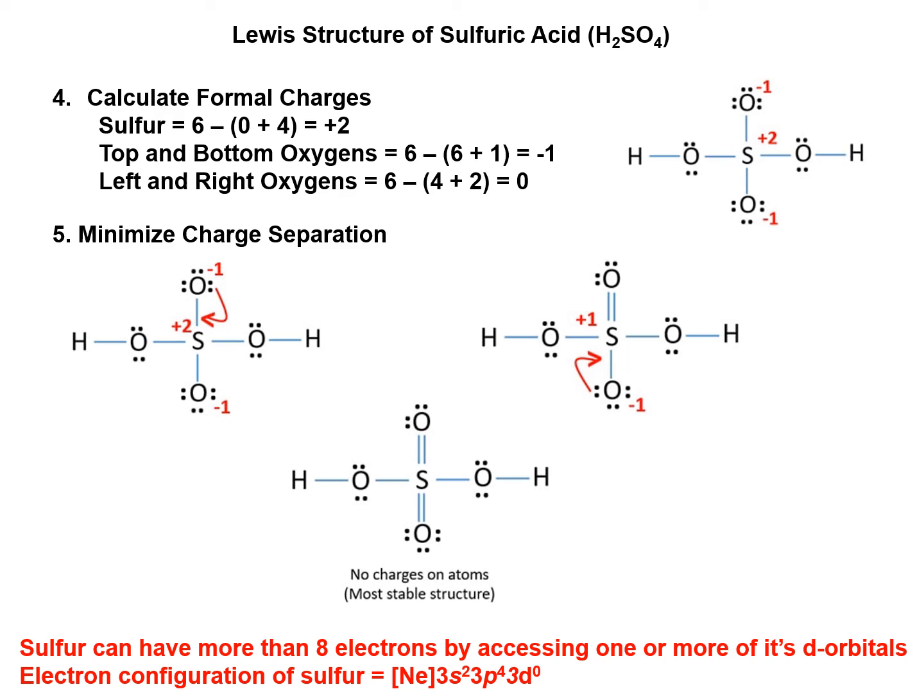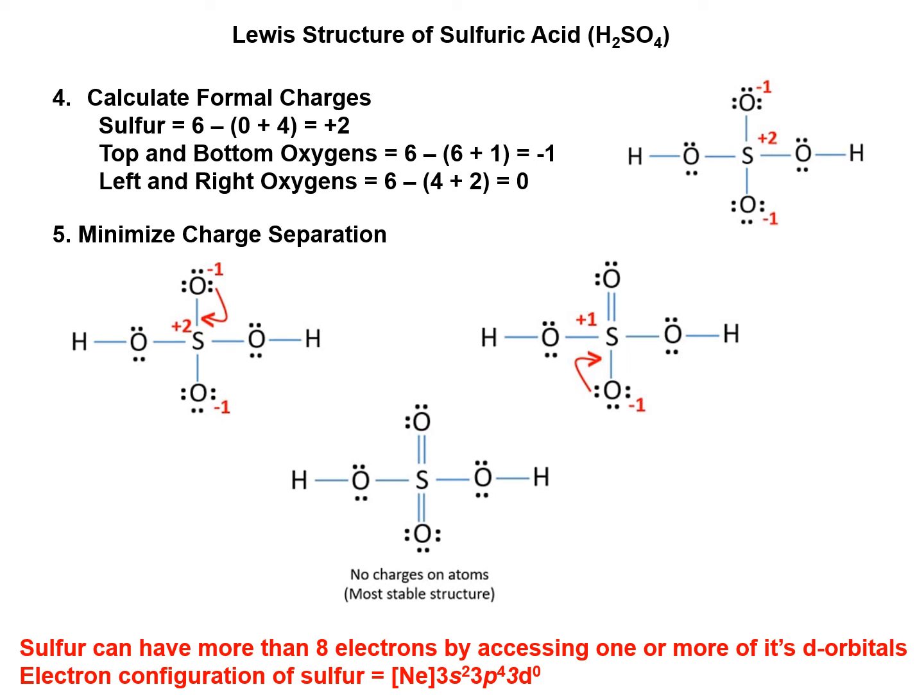The last step is we want to minimize the charge separation. Atoms with a bunch of charge separated all over are quite unstable. So to do this, we can push 2 of the electrons down from the oxygen into the sulfur. That will cause the sulfur to have a +1 charge, and that oxygen on the top to have no charge. We can then do the same to the bottom oxygen and push 2 electrons up, neutralizing the sulfur. There are no charges on the atom then, and this is the most stable structure.